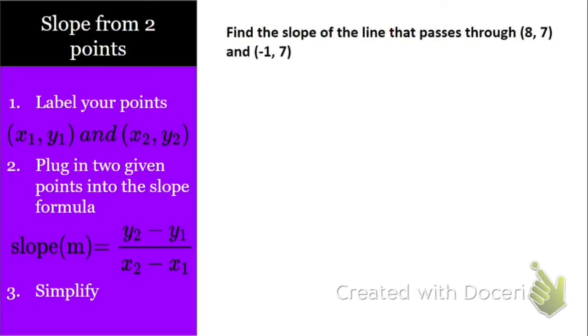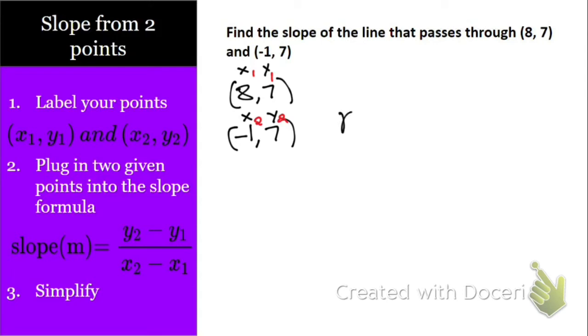It says find the slope of the line for 8,7 and -1,7. So let's label. We got 8,7, put our x and our y, and we got -1,7, put our x and our y. This is my first order pair, so I put my little ones. This one is my second order pair, so I put my 2s.